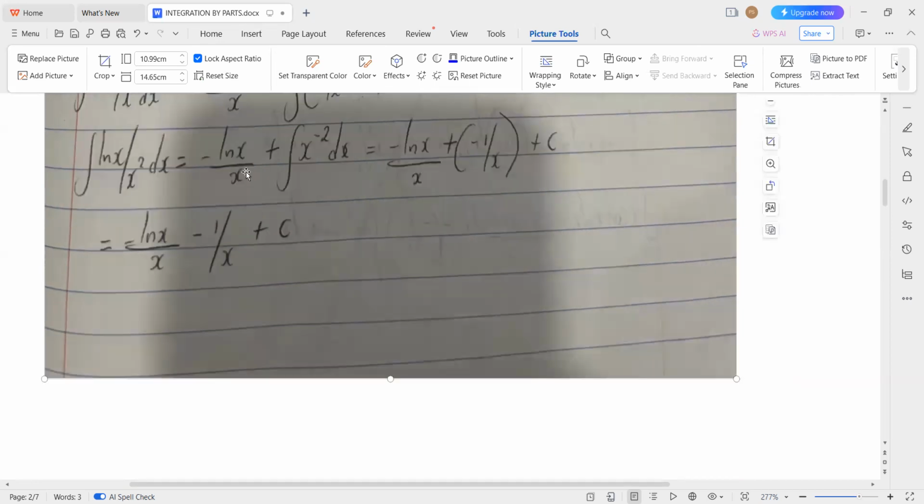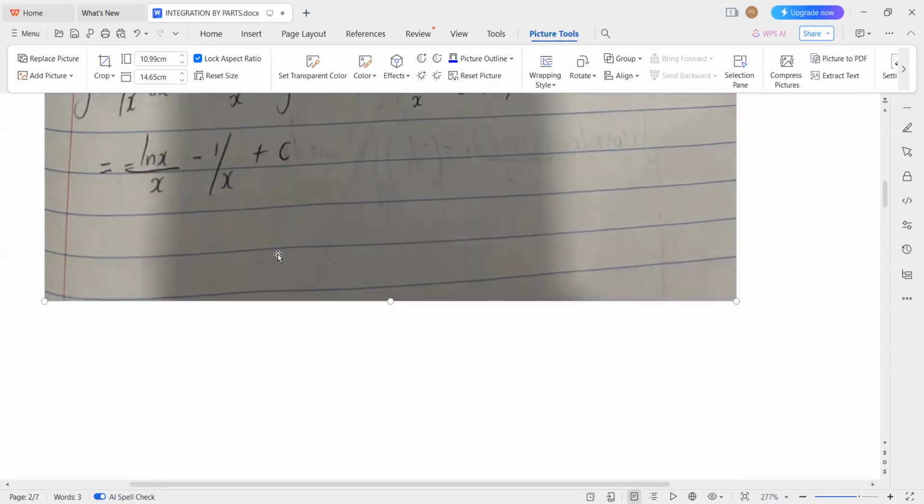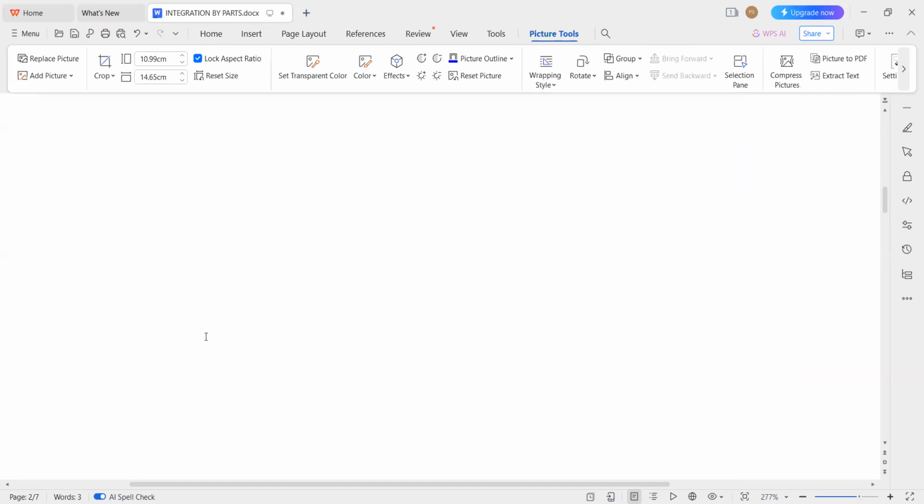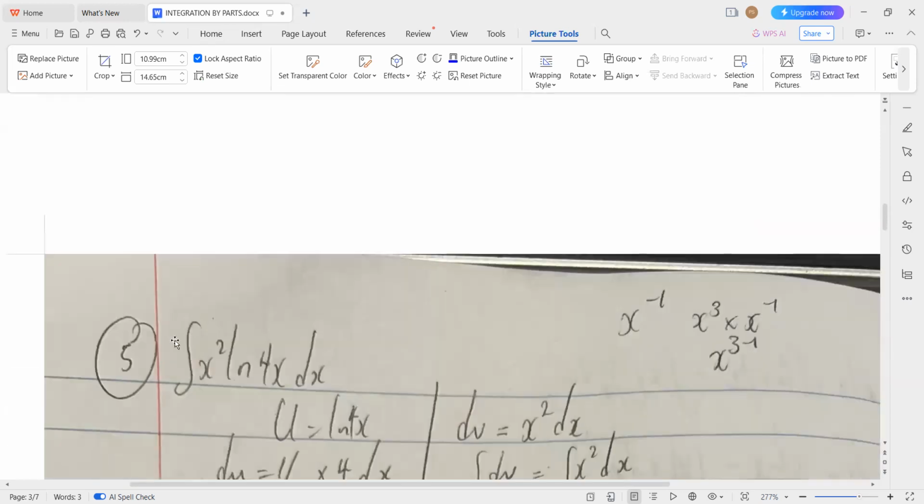So do make sure that anytime you're solving integration by parts, you add a constant, which is c. If not, the answer is wrong. Let's move on to another question.